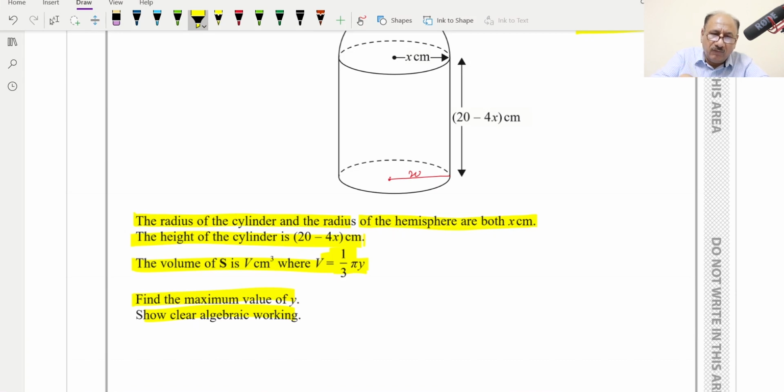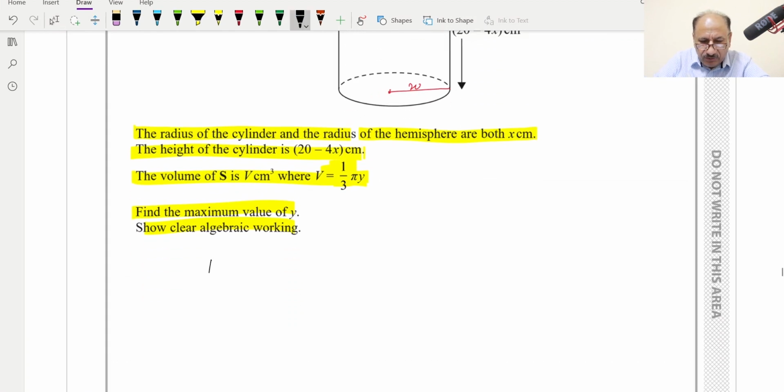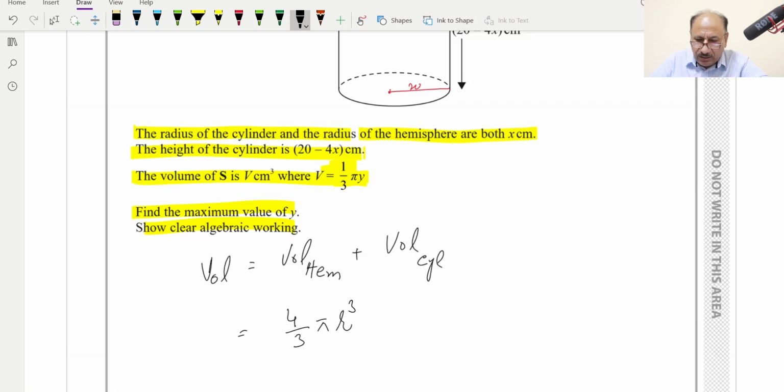So volume, total volume will be what? Total volume will be equal to volume of hemisphere plus volume of cylinder. So these two volumes, if we add, we will get the volume of the shape. Volume of hemisphere is what? Volume of sphere is 4 by 3 pi r cubed, and hemisphere we will take 1 by 2, half of this, and volume of cylinder is pi r square into h.